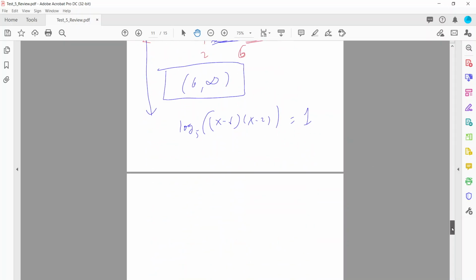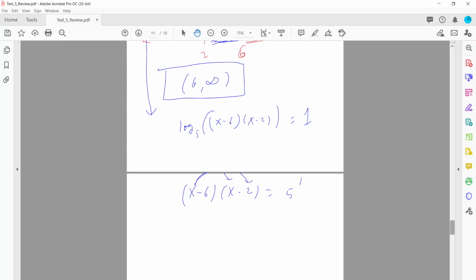Now after that, you can change this log form to the exponential form. So I can write it down as (x − 6)(x − 2) equals the base 5 to the power 1, by changing the log to the exponential. Now you need to solve this equation. If you had 0 here, then it would be very easy, x equals 6 or x equals 2. But here is a number, so you have to distribute this x − 6 and this x − 2.